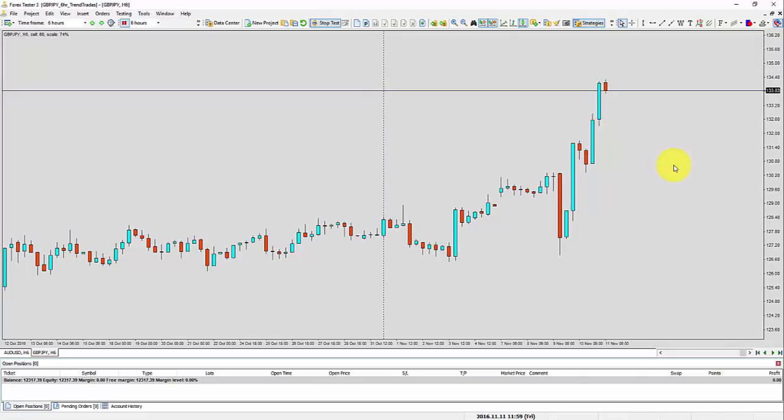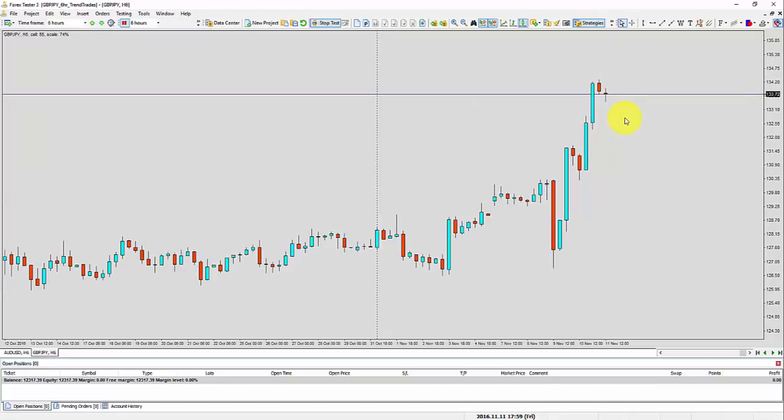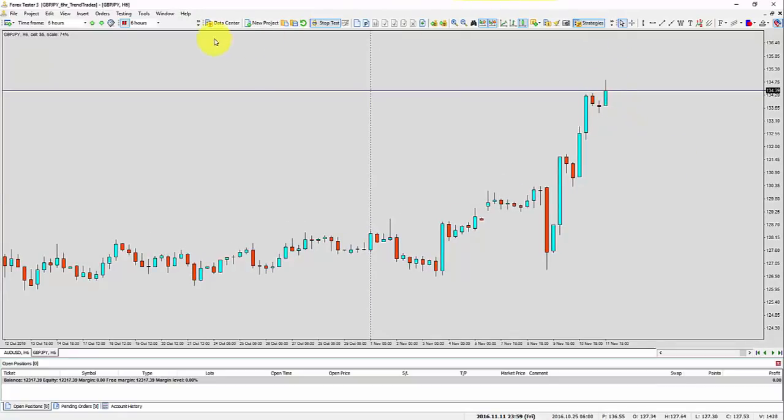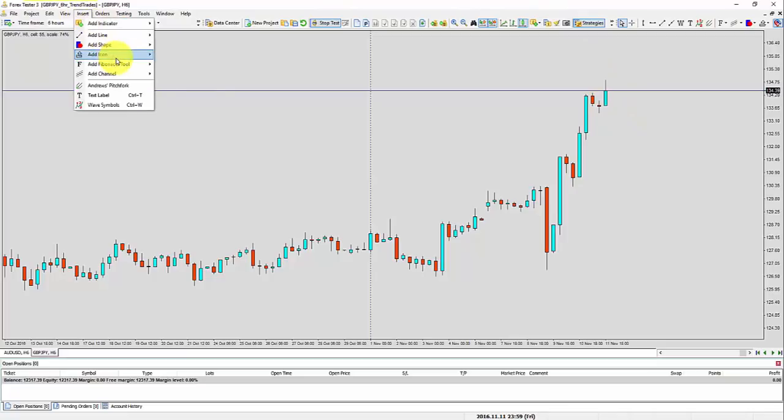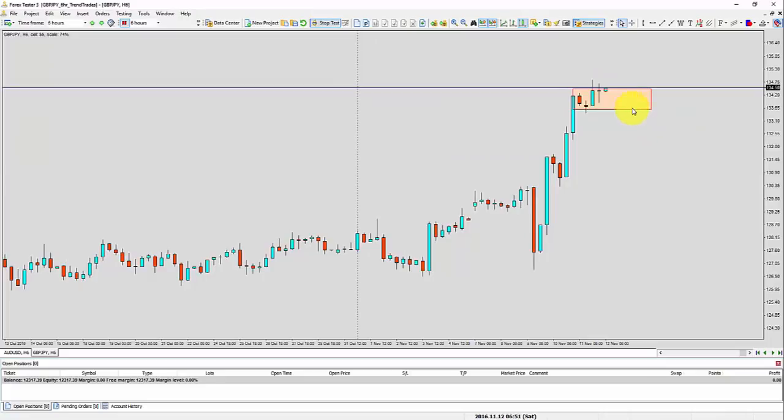It was not what I was looking for here, but let's see what happens next. Okay, so this is kind of a bit of a box, perhaps. If it stays in here for a few more candles, we could get in on a break of the box. If it flags down, that would be even better, but let's see. Now we're in the box here.